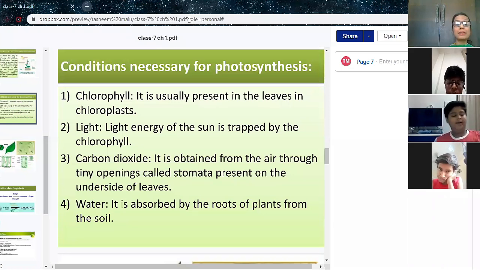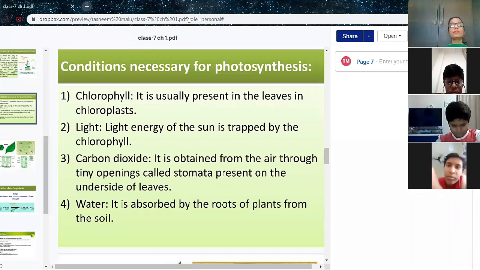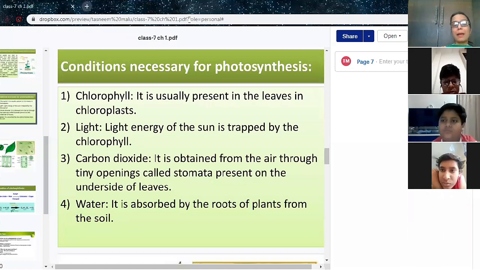Fine. Now next is light energy. Light is the second basic necessity for photosynthesis. Light energy of the sun is trapped by chlorophyll. Chlorophyll has the capacity to trap sunlight, and the sun is the ultimate source of energy. Right? The next requirement for photosynthesis is carbon dioxide.